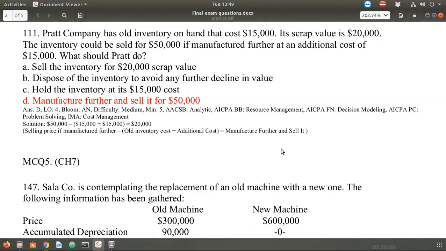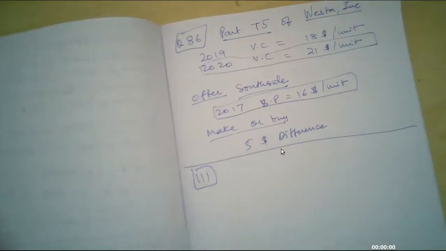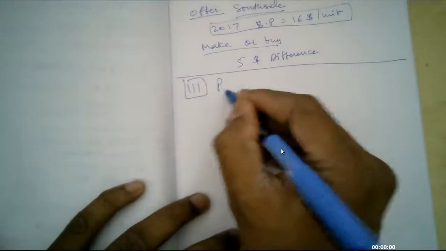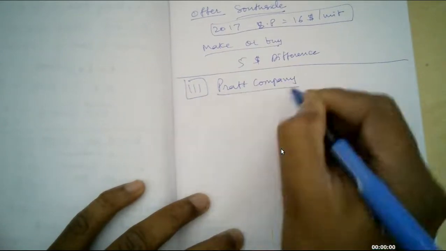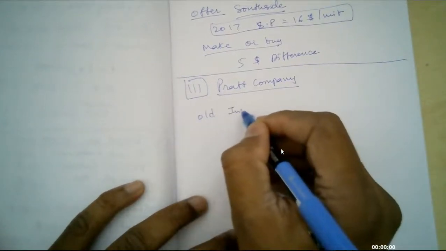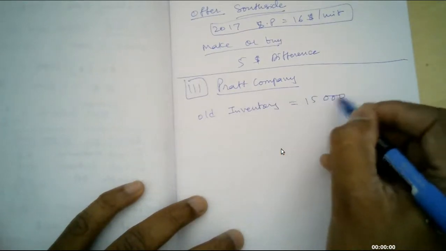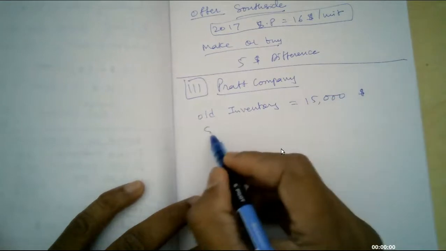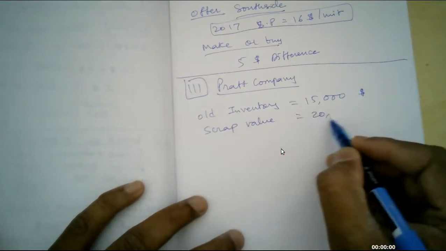So Pratt company has old inventory on hand that cost $15,000. Scrap value is $20,000. Okay, so let me write down. Pratt company, old inventory equal to $15,000. Scrap value equal to $20,000.